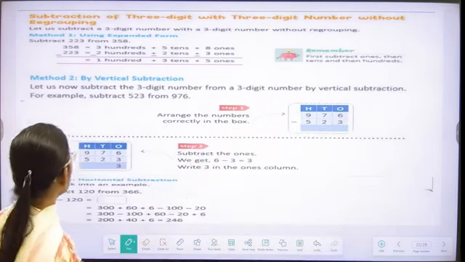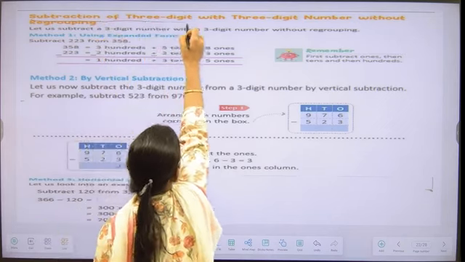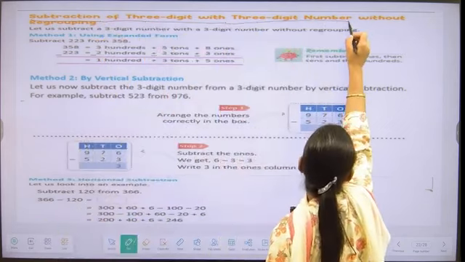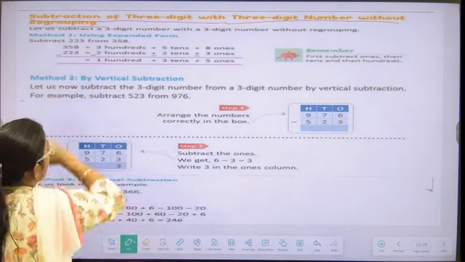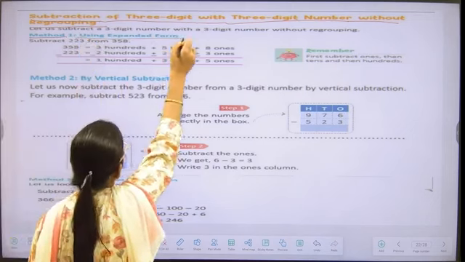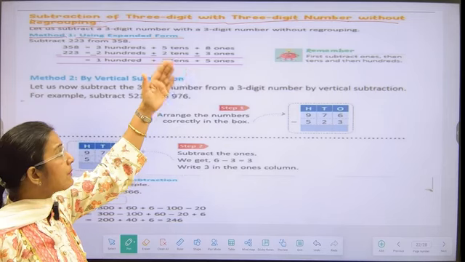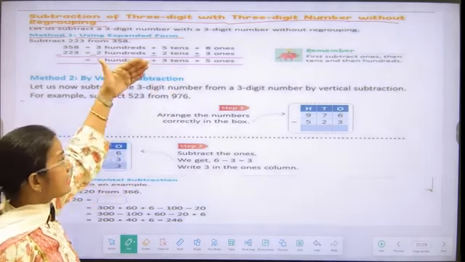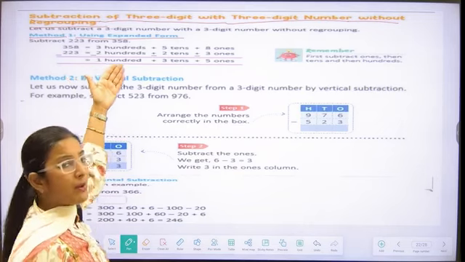Now we have to understand how we can do the subtraction of three-digit numbers from three-digit numbers without regrouping. So, students, let's start with our first method, using expanded form. We have to write the numbers in expanded form and subtract ones by ones, tens by tens, and hundreds by hundreds.